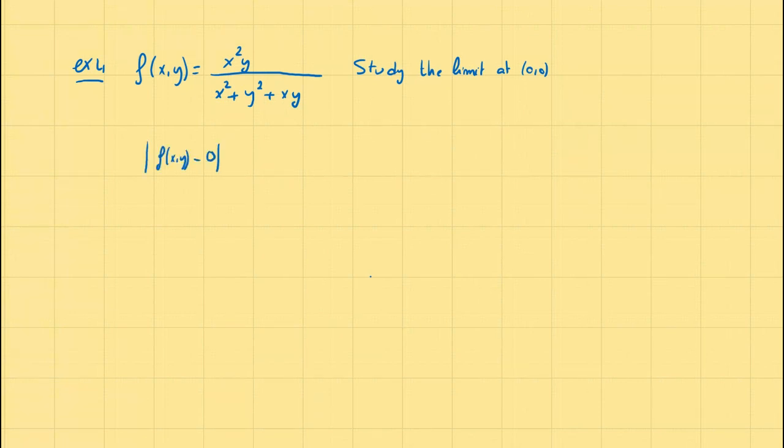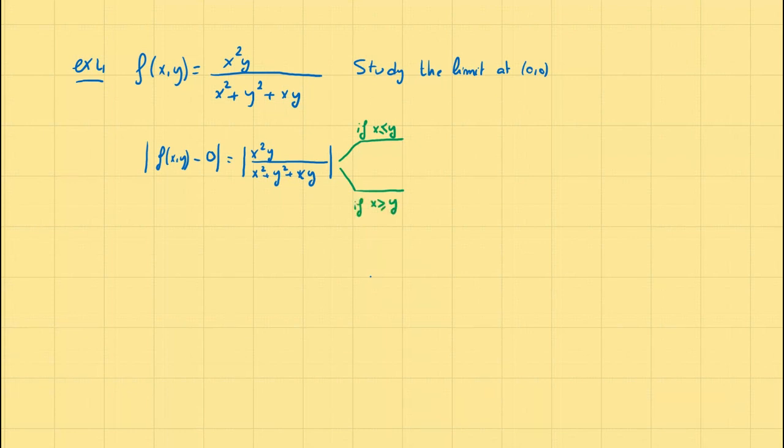So we have to calculate, of course, the absolute value of f of x, y minus 0, since we are not doing polar coordinates here. So what's the absolute value of f of x, y? That's the absolute value of x squared y over x squared plus y squared plus xy. So we'll consider this new technique where we can take two different cases. The first one is if x is less than or equal to y. The second one is when x is greater than or equal to y.